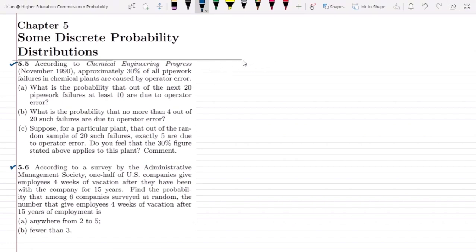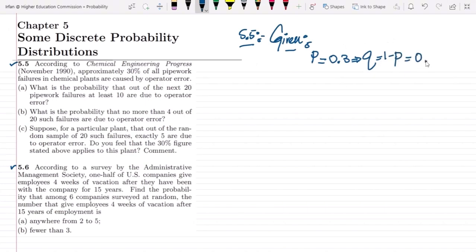So let me write the given data as well. So the given data, this is 5.5, and for 5.5 the given data is what? The probability of the operator error is probability of error, or let me represent it with P. So P is 0.3, which is 30%, and therefore the probability that the pipe failures are not due to the operator error is Q, and that is 1 minus P. So 1 minus P is 0.7.